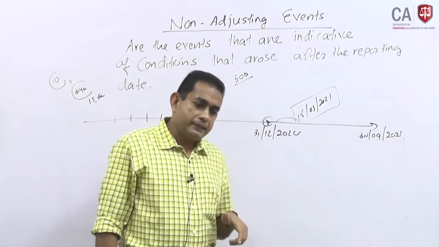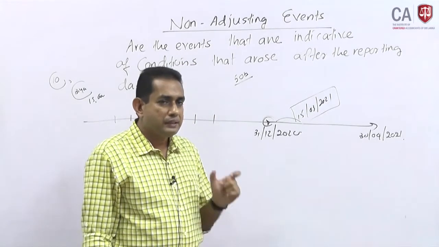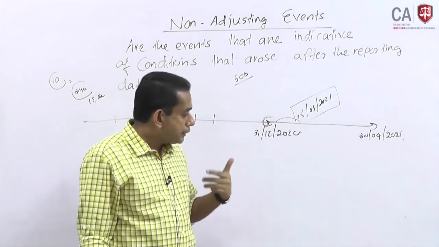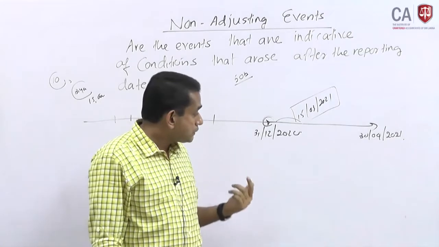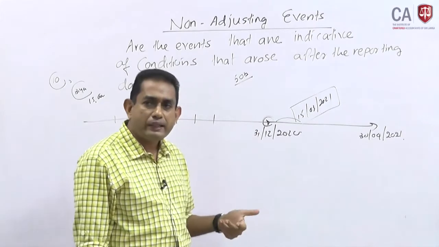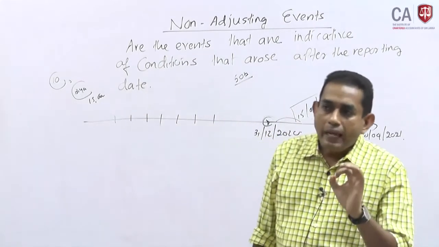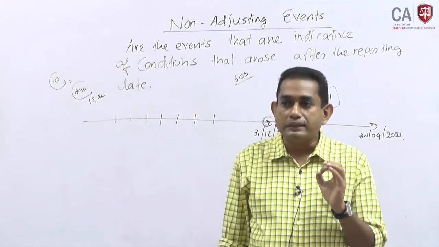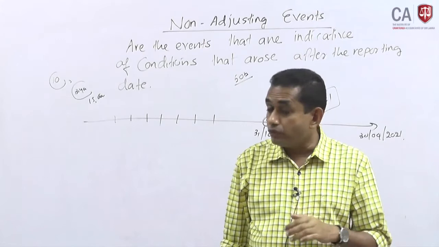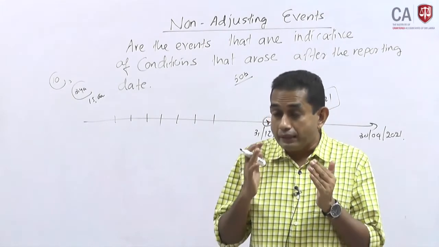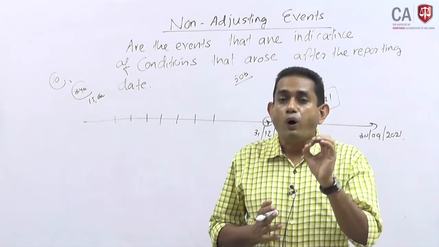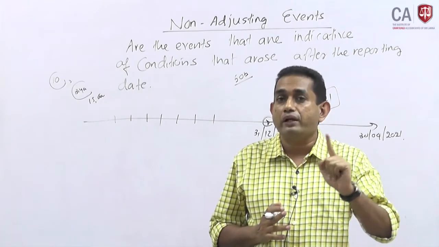Now, LKAS 37 together with LKAS 10 say that this event of the affected parties being communicated during the subsequent period is not an adjusting event. Why? Because an obligation does not exist on the reporting date. For an obligation to exist, what is the obligation for? To pay.